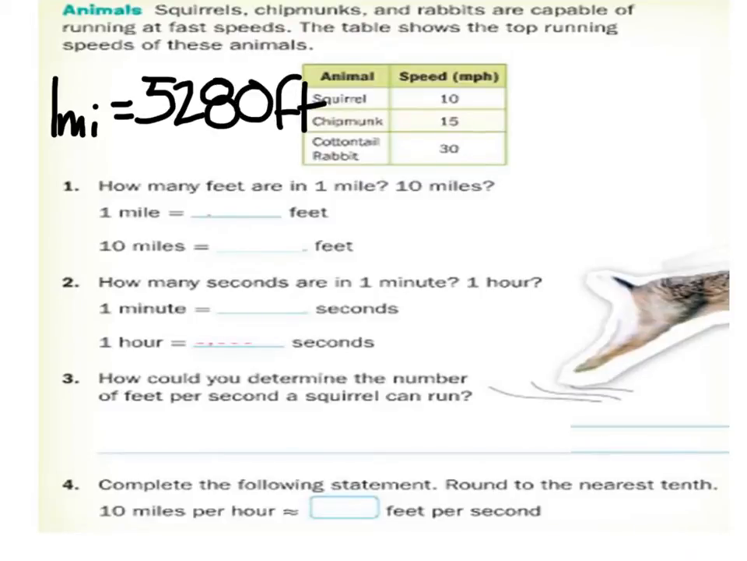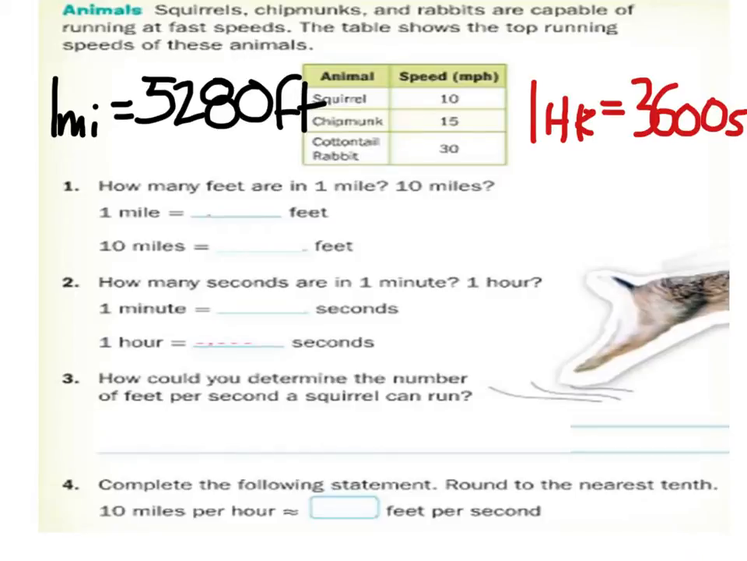Another conversion you guys will want to know is that 1 hour equals 3,600 seconds. All right, now I'm going to show you guys the answer to 3, but notice it originally wanted this for squirrels. We're going to do it for chipmunks. Notice it's asking, the chipmunk here, or the squirrel originally, was running at 10 miles per hour. Then it wants you to convert it into feet per second.